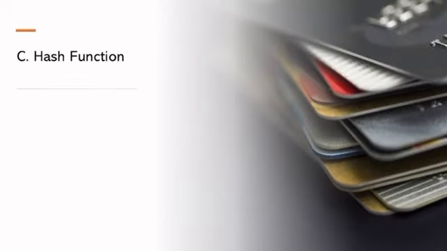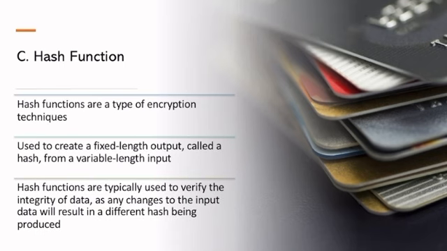Number 3, hash functions. Hash functions are a type of encryption technique used to create a fixed length output, called a hash, from a variable length input. Hash functions are typically used to verify the integrity of data, as any changes to the input will result in a different hash being produced.